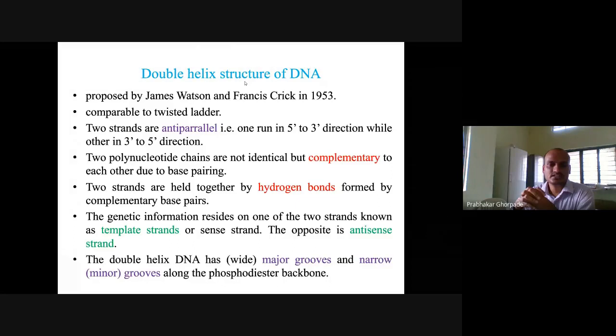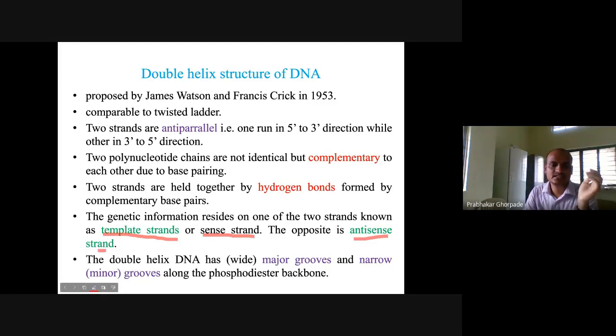The genetic information that resides on one strand of DNA is known as the template strand or sense strand. So we know that DNA codes for RNA, RNA codes for proteins, and the genes determine the function. For example, our skin color is determined by genes. So these genes are found on the template strand or the sense strand. This genetic information is coded on this strand, sometimes referred to as the template or sense strand. And if this is the sense strand, then the other strand is the anti-sense strand.